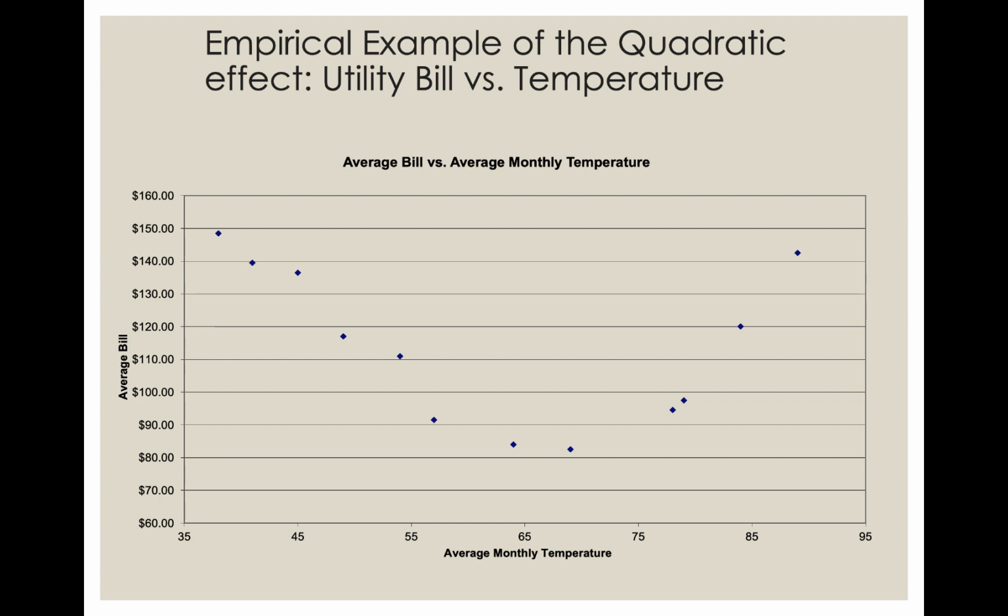Here is my very, very favorite example of this. It's your utility bill versus the temperature outside. If we do a scatter plot, this is the average bill per month, and then this is the average monthly temperature. We can see that this is a nonlinear relationship between these two variables.